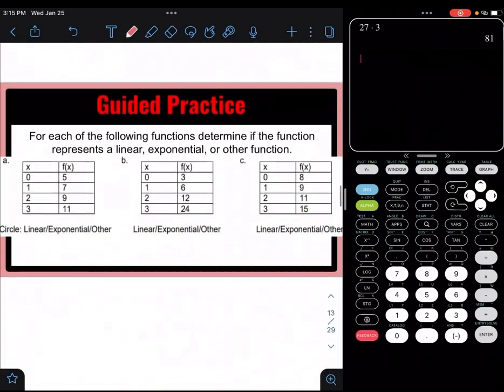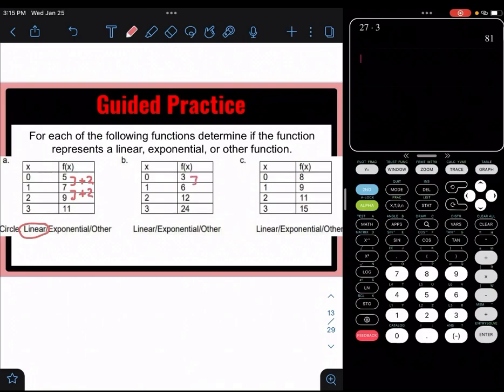Alright, let's look at these. We want to determine if these are linear, exponential, or neither. So let's look at the first one. 5 to 7, I add 2. 7 to 9, add 2. Meaning it's linear. If I'm adding the same number, it's linear.